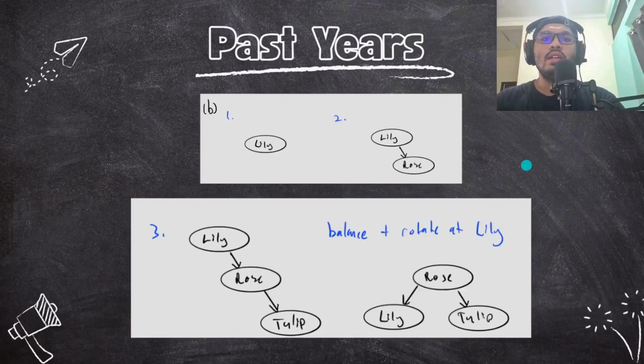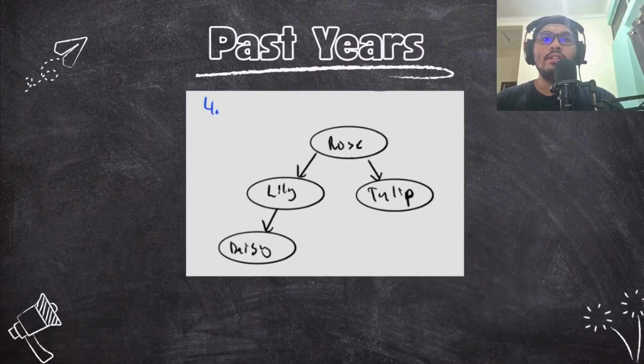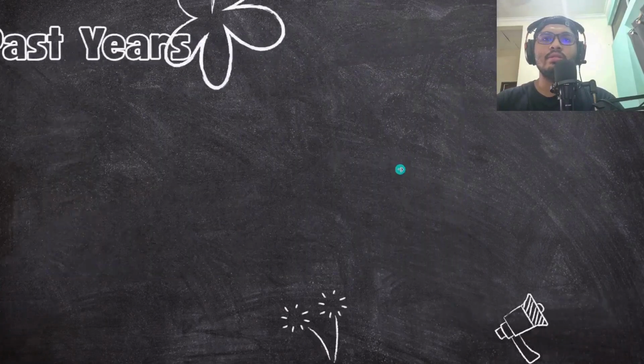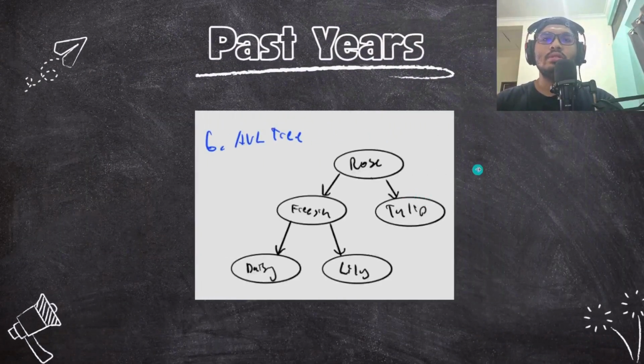Step 4. Adding daisy, which is the smallest out of all so far, so it is inserted on the far left below lily. Step 5. We insert freesia under daisy and do a left rotation at daisy. After that, another rotation at lily to finalize the balancing so far. So our finalized answer for this AVL tree is shown in the slide.